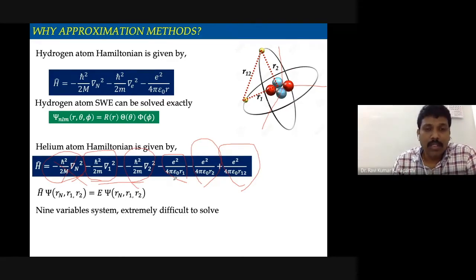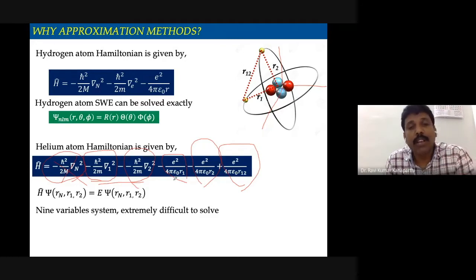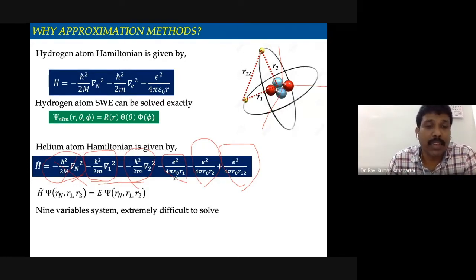Just a simple example: the hydrogen atom has 3 polar coordinates and 1 potential energy term. Even that, we had to undergo a series of steps before we could finally achieve the solution. But this particular problem is one that many people have tried to solve exactly by following the method that we have used.